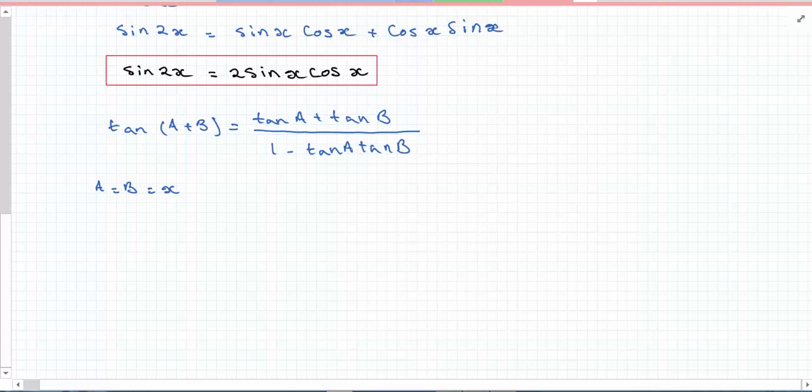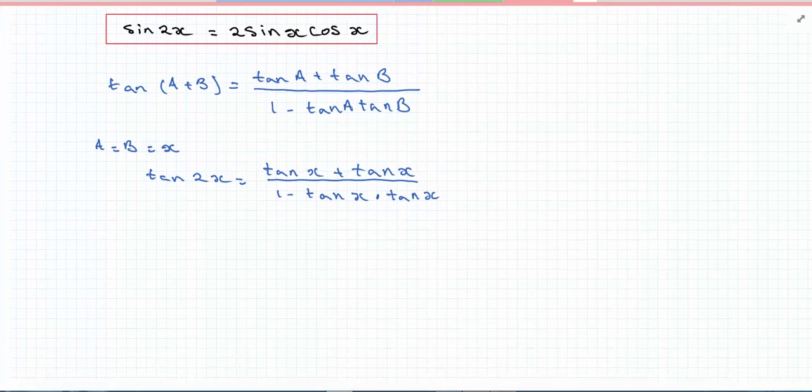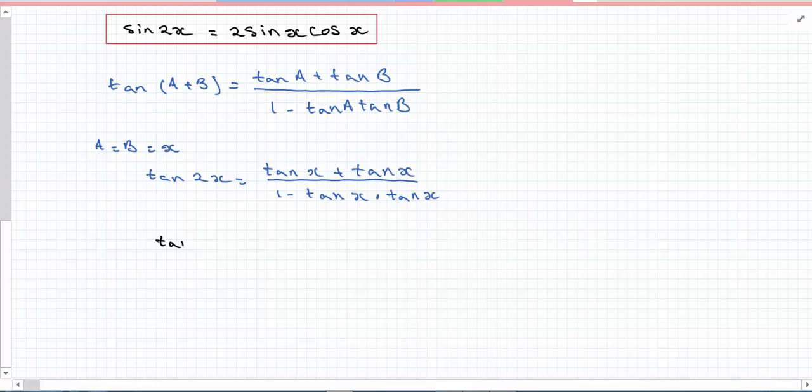So we end up with the result of tan 2x equals tan x plus tan x, all over 1 minus tan x times tan x, or tan 2x equals 2 tan x all over 1 minus tan squared x.